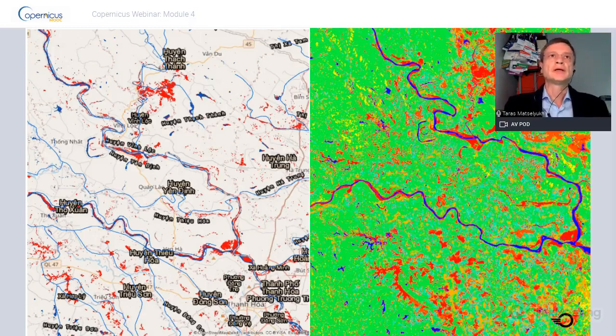The result of this work was the automatic flood mapping system, which works when it rains a lot. So it works through the clouds and it works day or night.